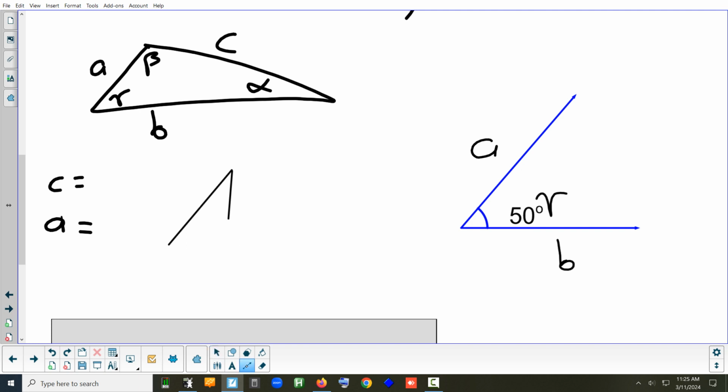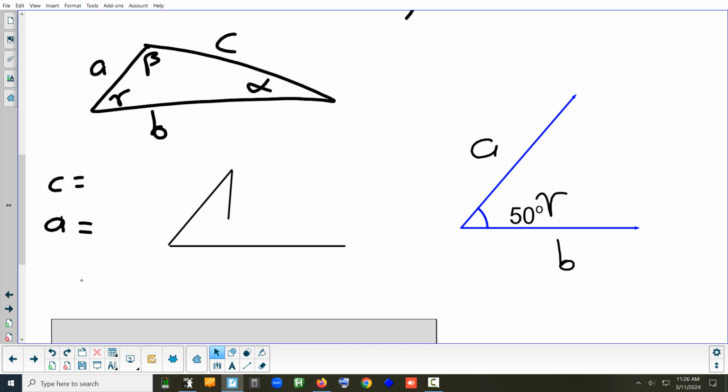Now, the bottom side has to stay horizontal. If it's not horizontal, I'm going to mess up the 50. So I have to keep that horizontal, but I can make it as long or as short as I want. So the only two things you can change are the length of the bottom and the rotation of that side. If I change those, will they come together to make a triangle? No. No matter how I do it, I can never make a triangle.